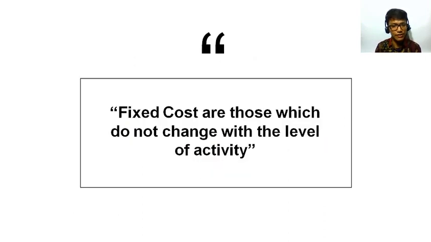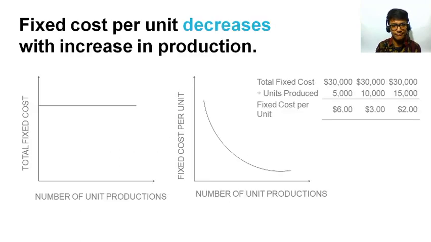Fixed costs are those which do not change with the level of activity. Fixed costs are constant regardless of activity level. This cost will be incurred even if no units are produced. For example, rent expense. Fixed cost per unit decreases with an increase in production. This graphic will show us the total fixed cost will be like this and the fixed cost per unit will be like this based on this case.